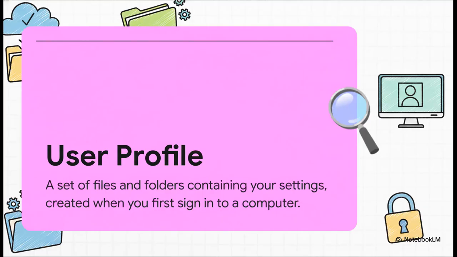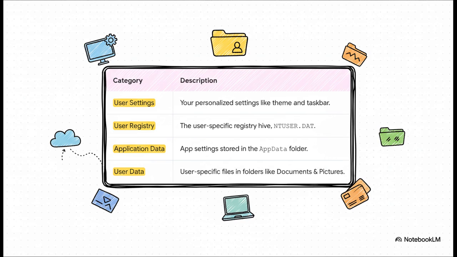At its most basic, a user profile is just a collection of settings and data. The very first time you ever sign into a machine, Windows creates one for you by copying a default template. From that moment on, every little change you make, every tweak, every file you save, it all gets stored right there. So a profile really has four key ingredients. First, you've got your user settings. This is all the fun stuff, your wallpaper, your taskbar layout.